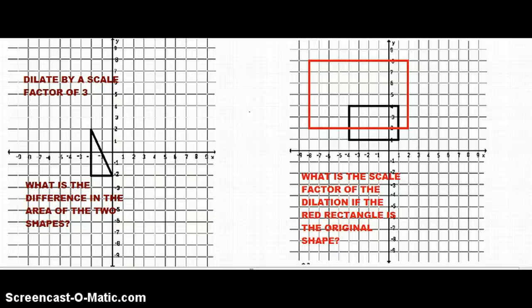Here's a couple of problems to try for homework. In the first one, you have a triangle and you want to dilate it by a scale factor of 3. After you do that, you need to find what the difference is in the area of the two shapes. And remember that the area of a triangle is half the base times the height. In the second problem, you want to find what the scale factor of the dilation is if the red rectangle was the original. So the red rectangle is the original and it was dilated and became the black rectangle. So find the scale factor.